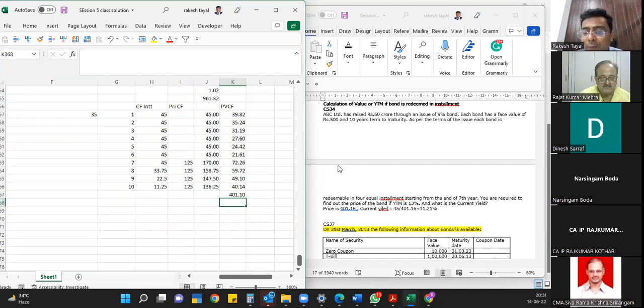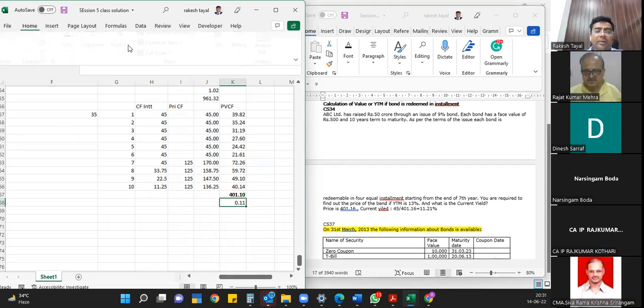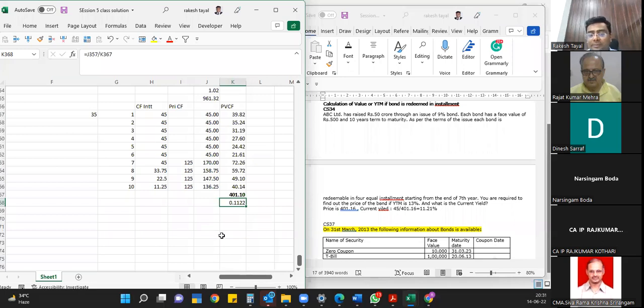You are required to find out the price of bond. What is the price of bond? 401.10. And what is the current yield? कूपन डिवाइडेड बाय मार्केट रेट। कूपन माने वही 45 रुपया, फर्स्ट ईयर कूपन, डिवाइड बाय 11.22%. Clear?